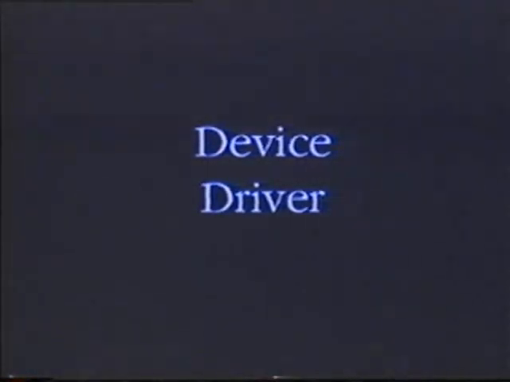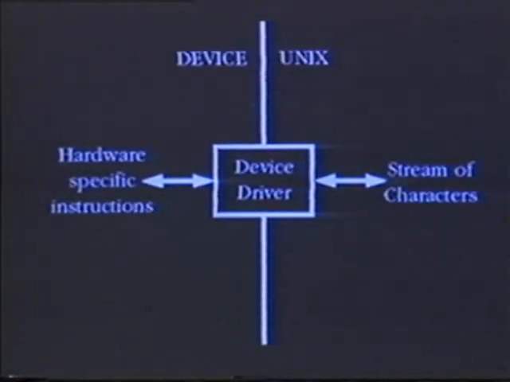Now, devices generally don't deal with data this way. What sits between the devices and the Unix system is a software interface called a device driver. The purpose of the device driver is twofold. On one end of it, it takes and gives characters to and from the Unix system. On the other end, it talks to the individual device that it's connected to in a hardware-specific manner. In this way, the device gets what it wants, and the Unix system gets a consistent interface to all the devices that are connected to the system.